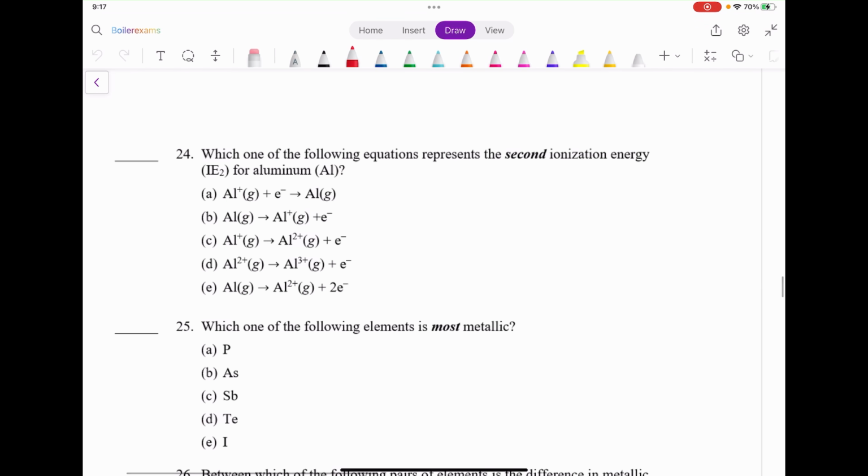24. Which one of the following equations represents the second ionization energy for aluminum? The first ionization energy would be the energy required to lose 1 electron, which would be this, and to do it again, it would just be this. Simple enough. Energy required to remove the second electron. So that leaves, oops, I did not mean to put a 2 there. That was a mistake. That leaves us with answer choice C.